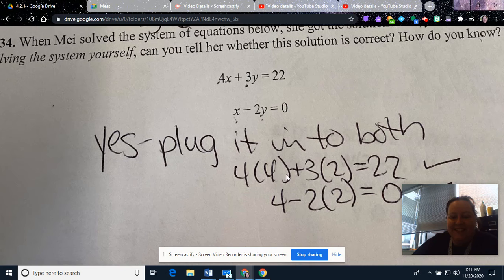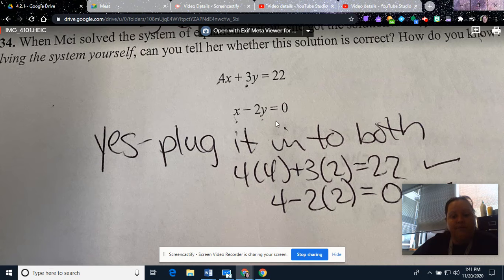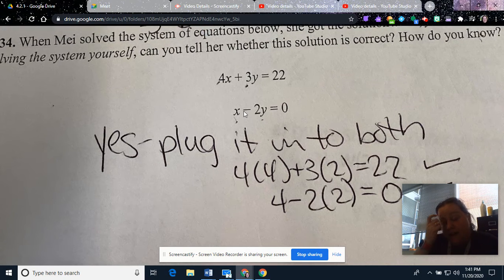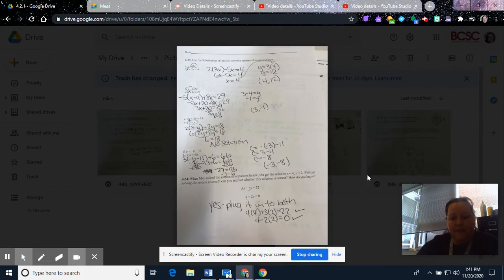4 times 4 is 16, plus 3 times 2 is 6, and that gives you 22. So it works for that one. Over here, x was 4 and y was 2, so 4 minus 2 times 2. So 2 times 2 is 4, so 4 minus 4 is 0. This works for both equations, and so she was correct.